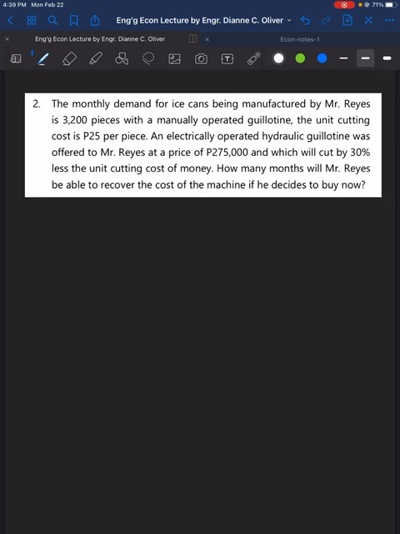How many months will Mr. Reyes be able to recover the cost of the machine if he decides to buy now? Okay, so the situation here is that Mr. Reyes has been using manually operated guillotine for a time now. And we have here a fixed monthly demand for ice cans. So we have here demand for ice cans is 3,200 pieces per month.